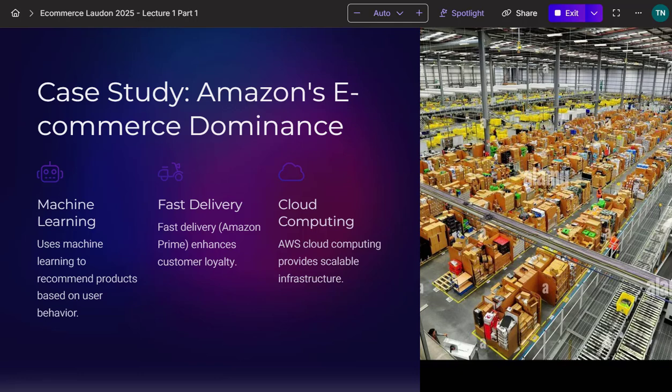And for cloud computing, we can see that the scalable infrastructure provided by AWS cloud computing allows Amazon to quickly adapt to changing demand and expand their operations. These three elements, machine learning, fast delivery, and cloud computing, have been central to Amazon's success in becoming the leading e-commerce platform.